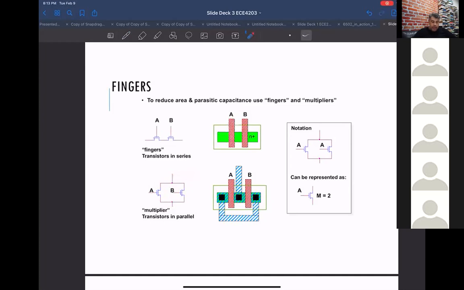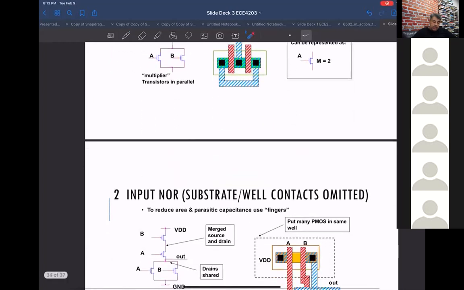For example, as we'll see, this node will be the output, which will be transitioning up and down. So we want to make the capacitance of this node small, so we make that the merged node. And so it's lower capacitance in this node, and as you'll see, this will be grounded, so it doesn't matter what the capacitance is.